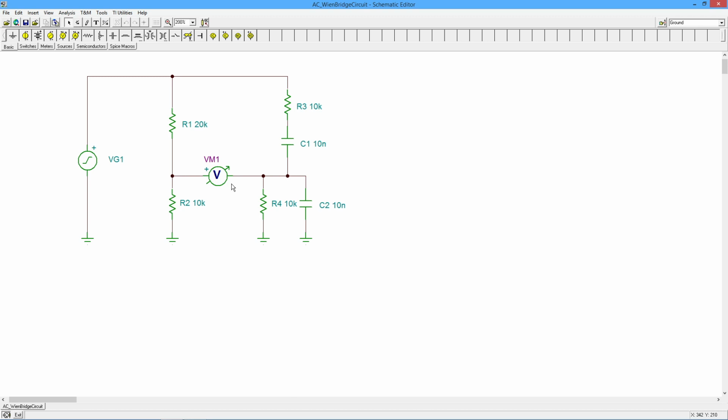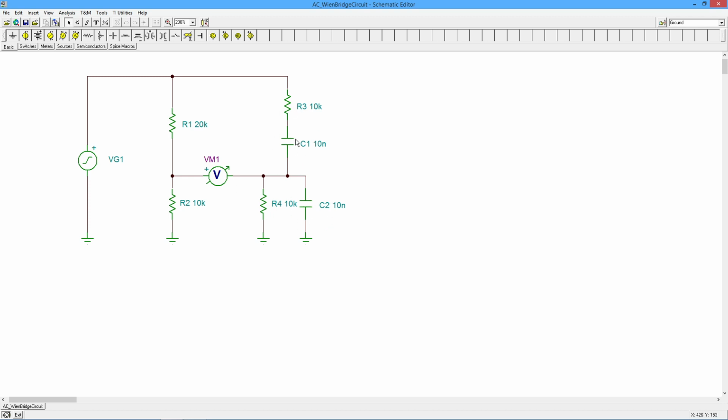Now, at any other frequency above or below, while this point would remain at 1/3 and 0 degrees, this point will shift. It'll go up and down. If we go up in frequency, what happens? X sub C gets smaller. So this impedance gets smaller.